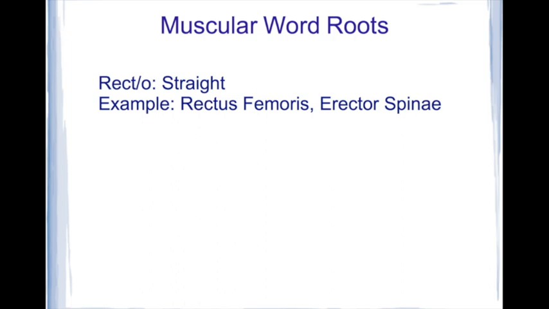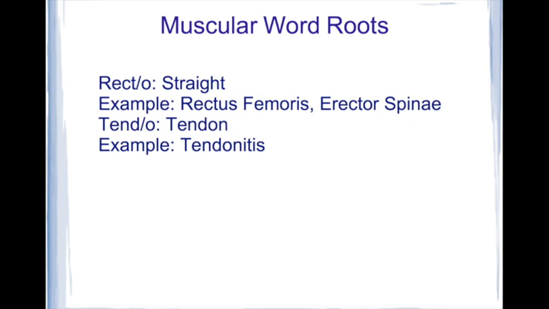Tendo, like tendinitis. You should be able to figure this one out. Just take out the suffix itis, and that gives us our definition. Tendo means tendon. You could also see it spelled tendonitis. It's the exact same thing, just a weird spelling thing. I don't understand it.